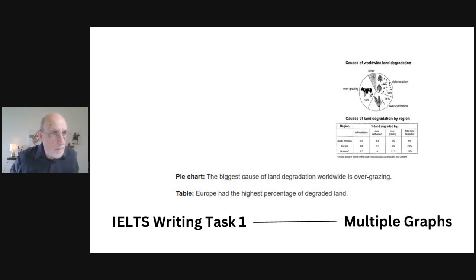So the pie chart and the table chart display things for different reasons. The pie graph is worldwide, and the table is by region. And this is all we have to notice. Again, we're not going to write about every little detail we see in the table chart or the pie graph.